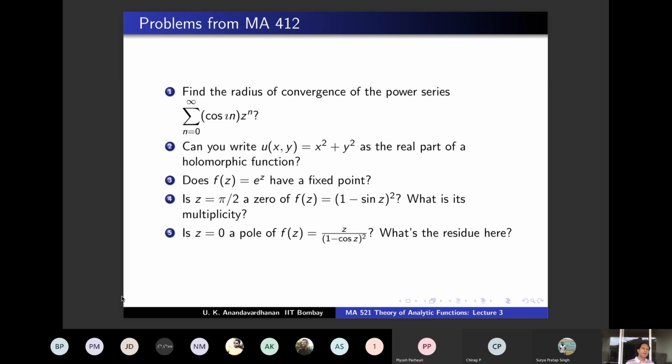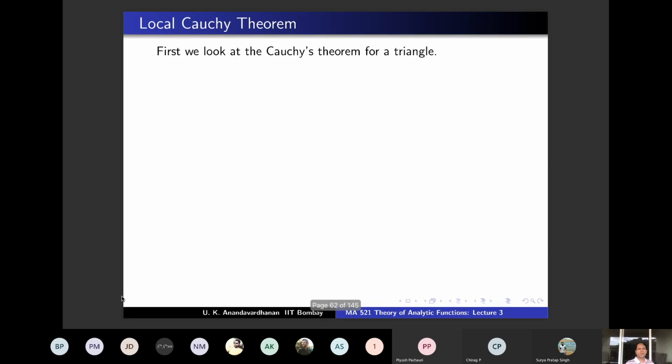Now what is remaining in today's class? We have to prove local Cauchy theorem, CIF and Morera. I will go a bit quickly because we have taken more time than expected for the break. So, a bit quickly.